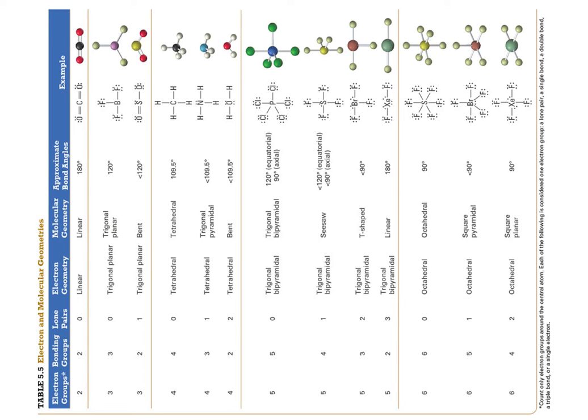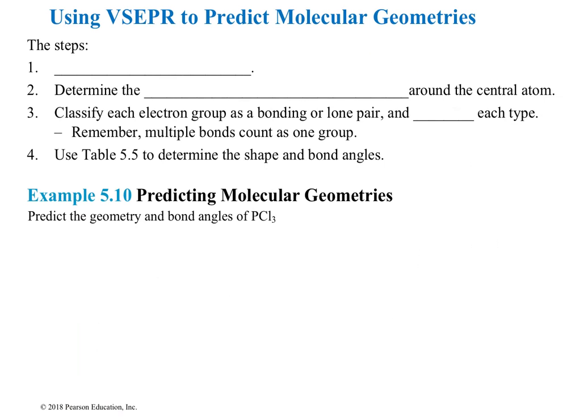Here's a little summary sheet that you should have in your notes. Okay, so how do we go from Lewis structure into molecular and electronic geometry? So first you're going to draw Lewis structures. Then determine the number of electron groups. Then identify which ones are lone pairs or bonds and count each type. And remember, single, double, and triple bonds are still one group. And then use the table to help you figure out, or eventually use your mind.